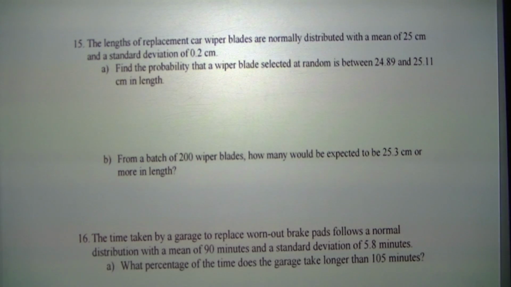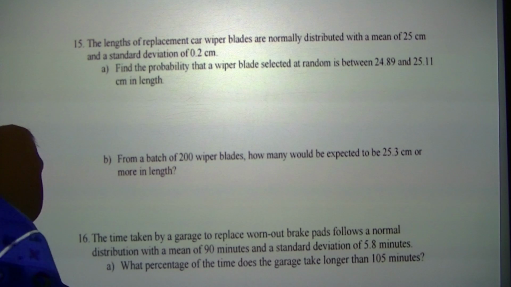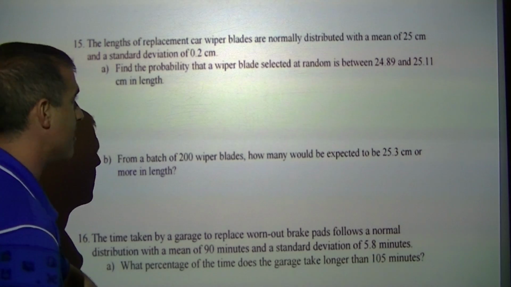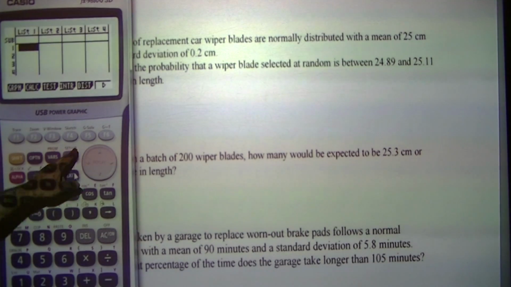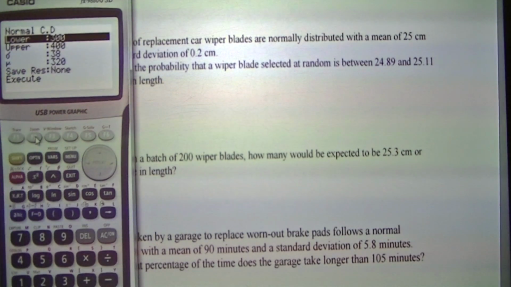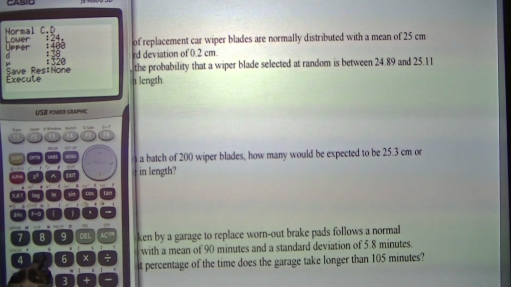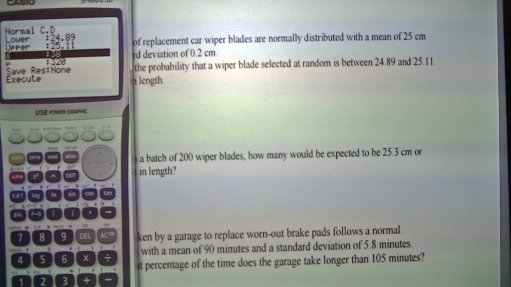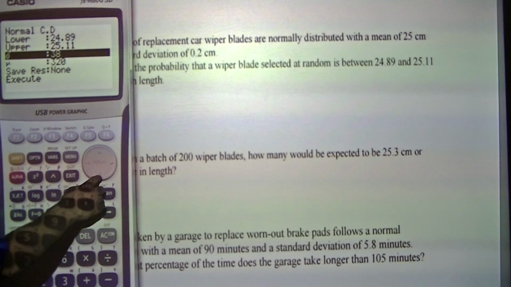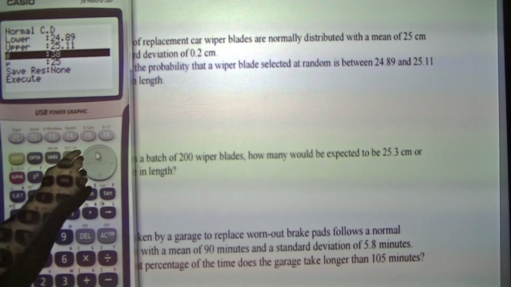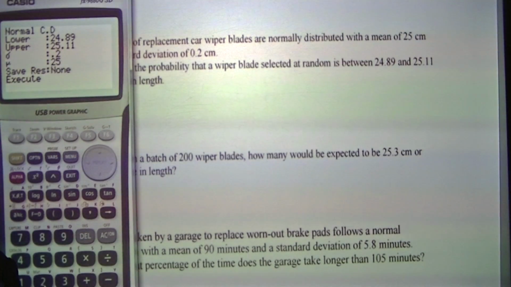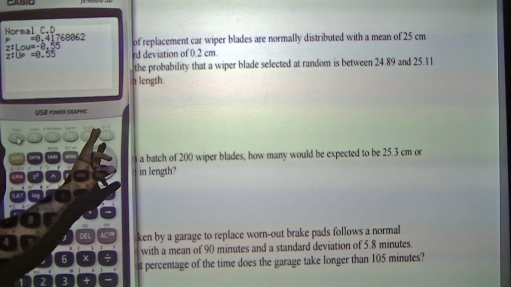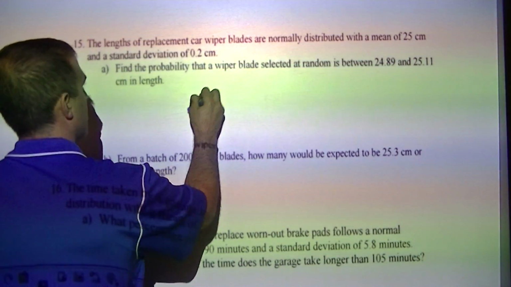The lengths of the car wipers are normally distributed with a mean of 25 and a standard deviation of 0.2. Find the probability that it's between those two. Once again, it's between. So I'm going to go back to distribute normal. I'm going to be between 24.89 and 25.11. In this case, the mean is 25, so I'm going to do that one first. Sometimes double check this stuff to make sure you're right, and that's going to be 0.2. So I'm going to go down and execute. Now the probability is 0.417.